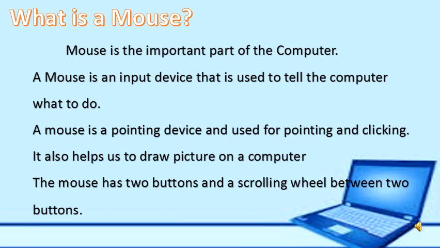But do you know what a mouse is? A mouse is an important part of the computer. A mouse is an input device that is used to tell the computer what to do. A mouse is a pointing device used for pointing and clicking. It also helps us to draw pictures on the computer. This mouse has two buttons and a scrolling wheel between the two buttons.